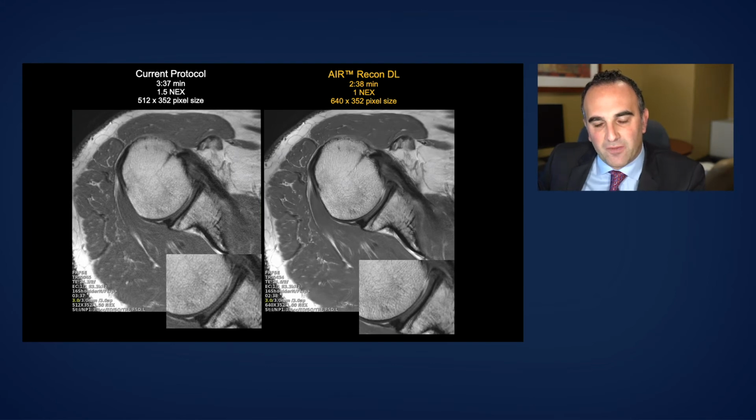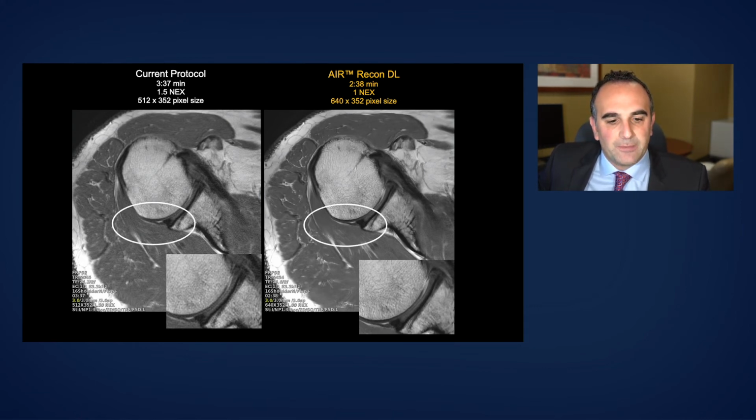We're actually increasing our frequency encoding steps, so increasing our in-plane resolution, and notice much sharper visualization of the glenohumeral cartilage in the shoulder. Here, also note that there's a faster scan time in the AIR Recon DL, and on your left, we see some motion artifact that is not present on the AIR Recon DL image.